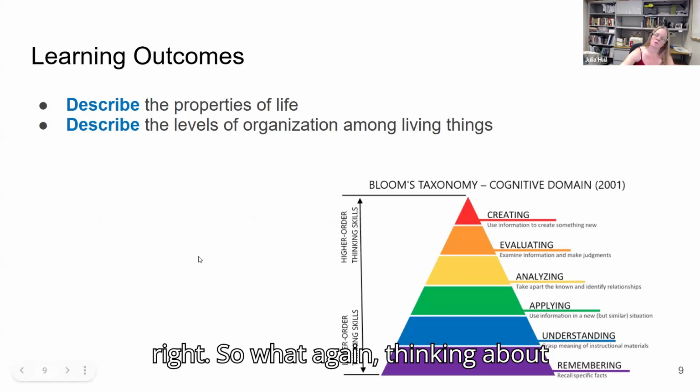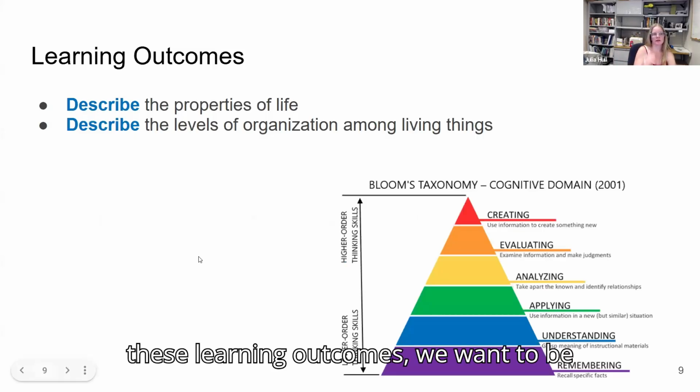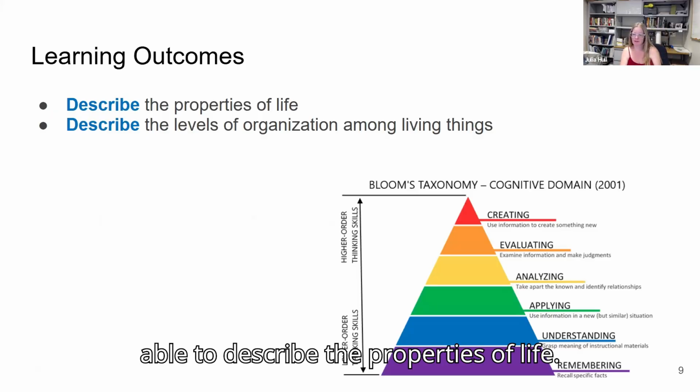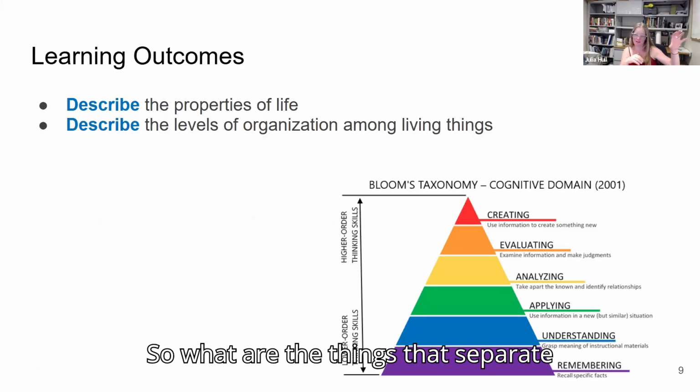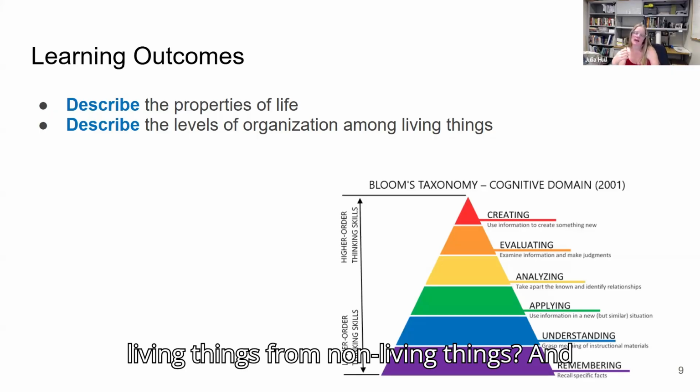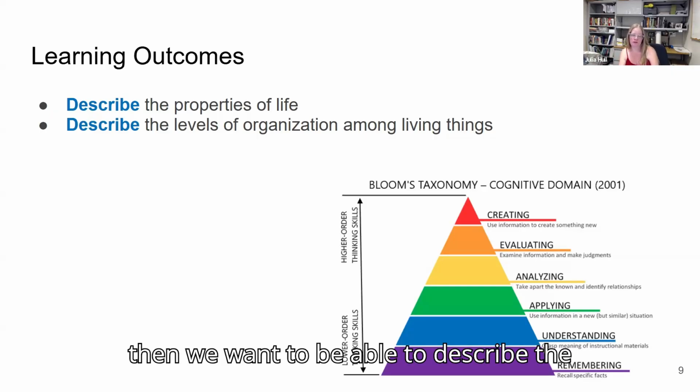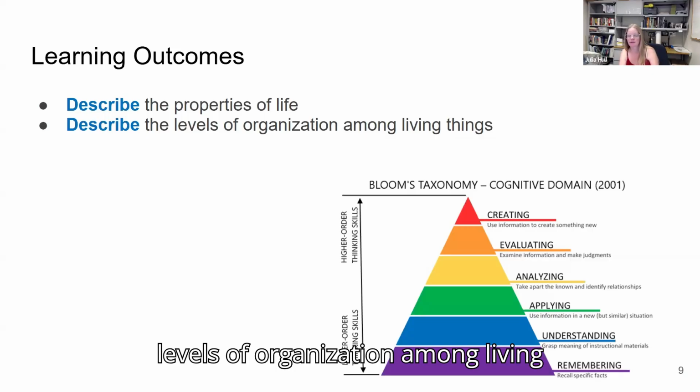All right, so thinking about these learning outcomes, we want to be able to describe the properties of life. So what are the things that separate living things from non-living things? And then we want to be able to describe the levels of organization among living things.